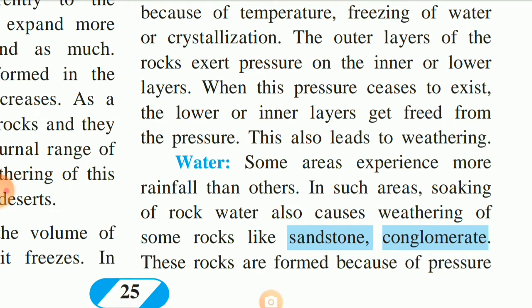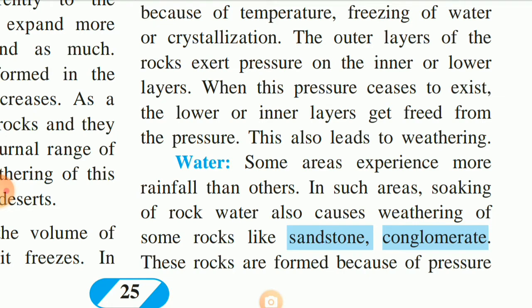In the same way in Maharashtra too, Matheran and Mahabaleshwar get the highest amount of rainfall. The Sahyadris, the Konkan region get a high amount of rainfall. On the other hand, the Deccan Plateau, that is the Maharashtra Plateau, gets very scanty rainfall. So some areas experience more rainfall than others.